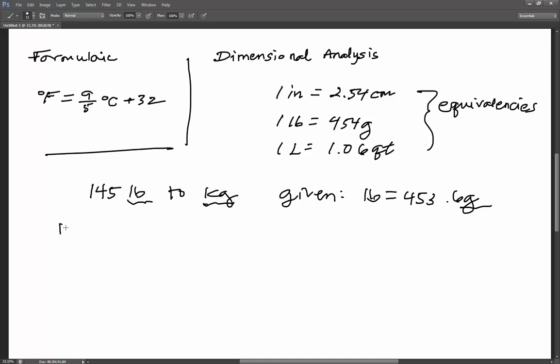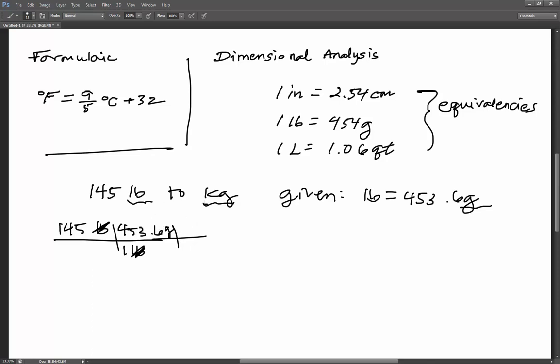But let's try this. 145 pounds. That's where we're going to start. And we're given that 1 pound is equal to 453.6 grams. So this is an equivalency. And I'm going to use that to make a conversion factor that puts 1 pound on the bottom and my 453.6 grams on the top. I'm going to do that because that way my pounds cancel. I get rid of those units that I didn't want.